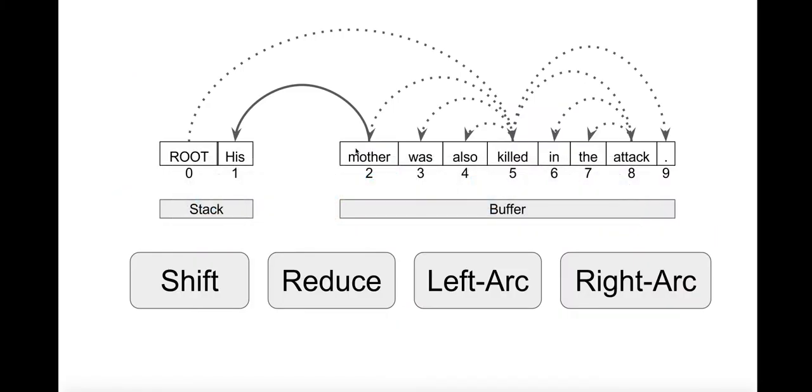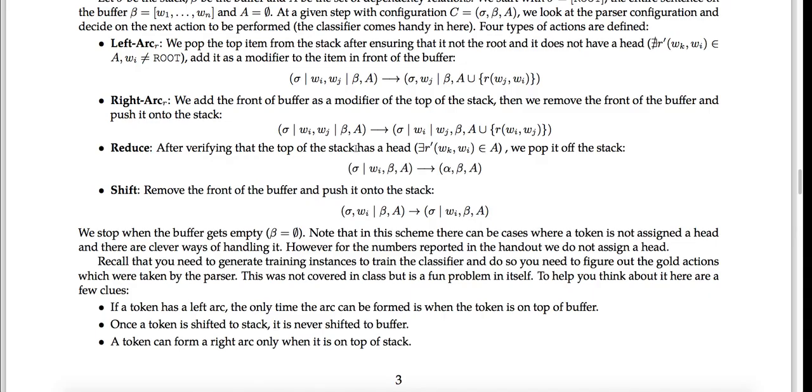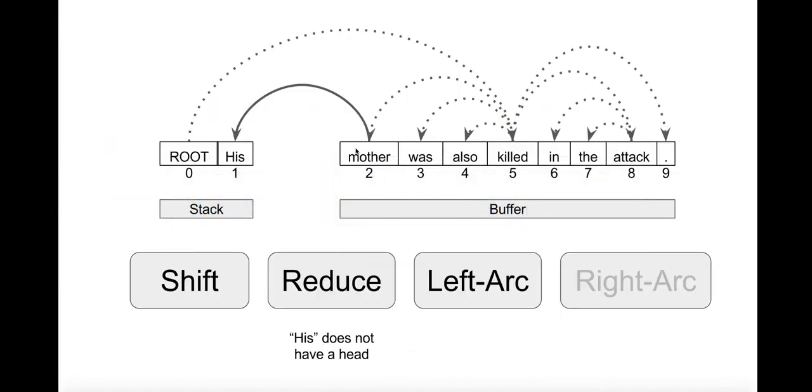Now in the new configuration, there is a dependency between the stack top and buffer front, and we need to see whether we are able to capture this or not. The first thing that we notice is that the right arc is not possible because it's not there. Now we have 3 options. Out of this, his does not have a head yet. The condition to reduce is that the top of the stack should have a head, and only then can we reduce it. So we cannot use the reduce action here.